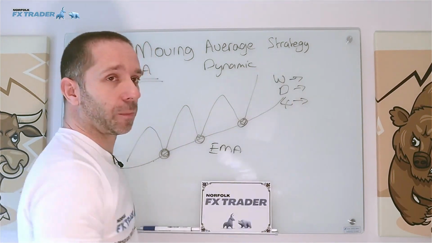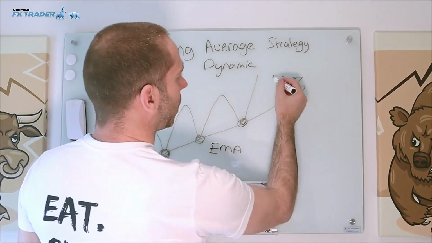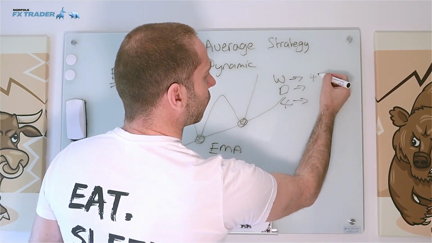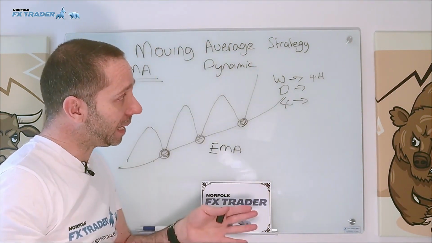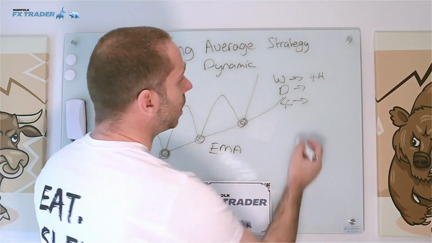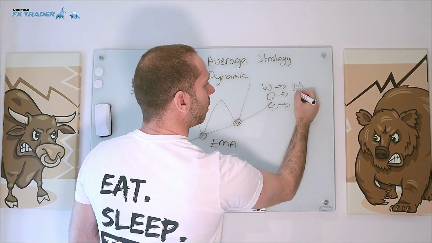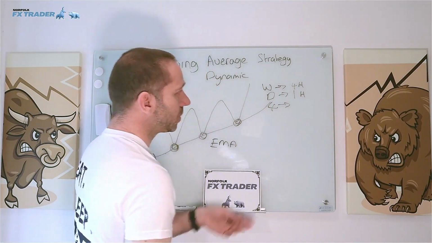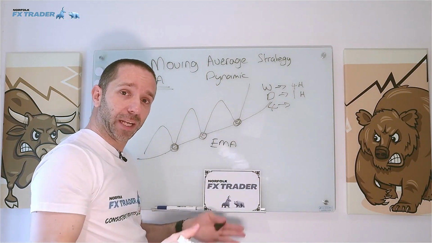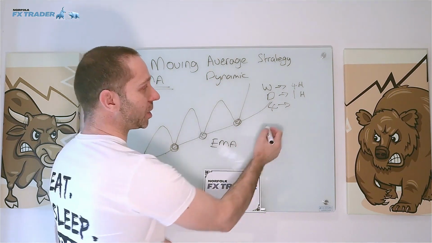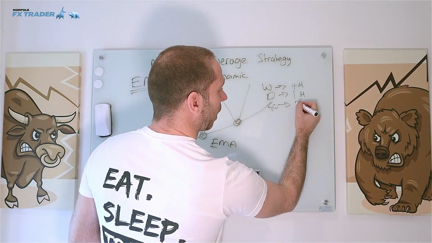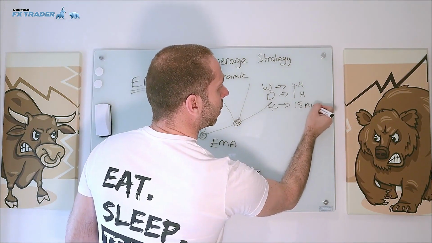So if you are going to be a swing trader, you're going to be using the weekly chart with a 4-hour entry. If you're going to be a trader during the week, holding trades for a week, then you'll be using the daily time frame with a 1-hour entry. And last but not least, if you're a day trader and you want to trade those lower time frames, you can apply this strategy with a 4-hour time frame with a 15-minute entry.